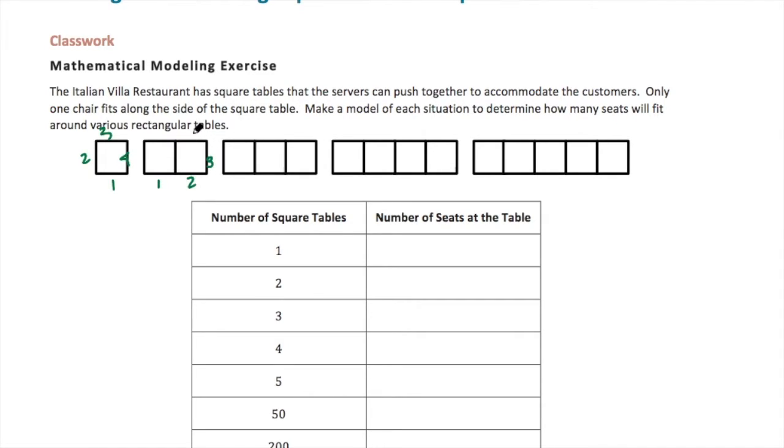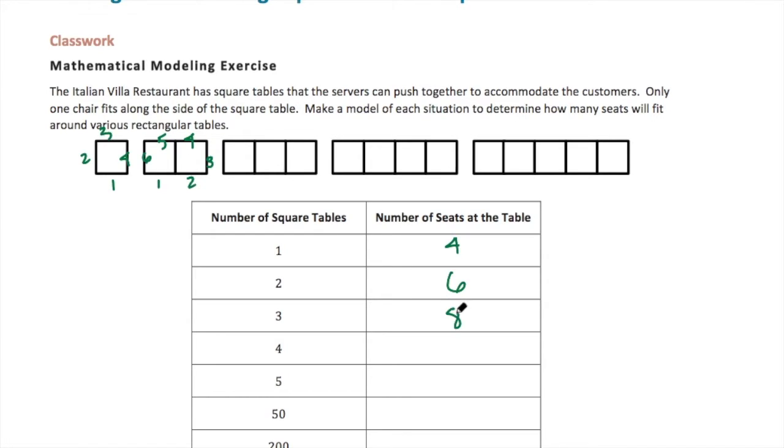1, 2, 3, 4, 5, 6. 6 tables. We've lost some chairs in the middle. Okay, so we can add these to our table. 4 for the first, 6 for the second. And now you can kind of notice that we're going to be continually adding 2 every time.